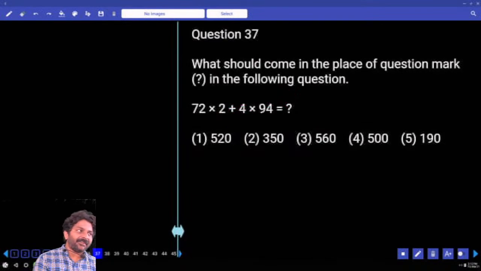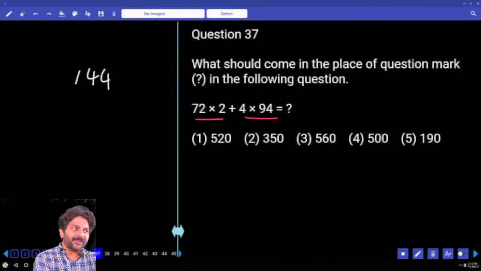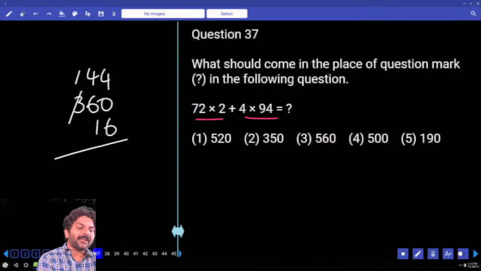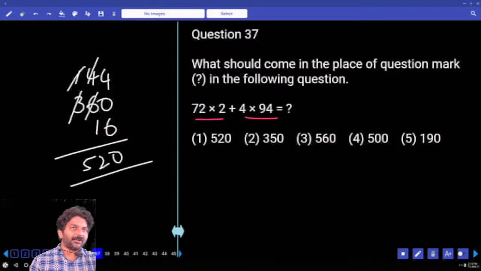Can you do last digit verification? No, because every option is ending with 0. 72, 2 times, 144. 4 times 94, 4 90s, 4 4s. 300, 100, 40, 60. 500 and leftover values 20. 520.